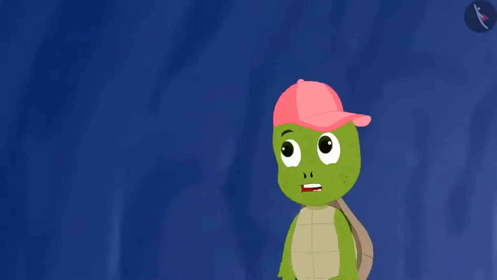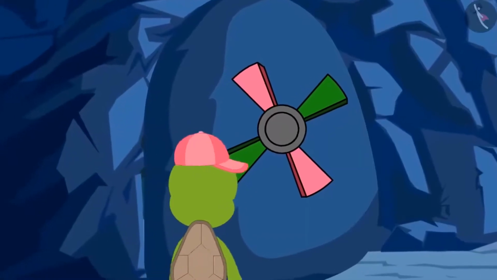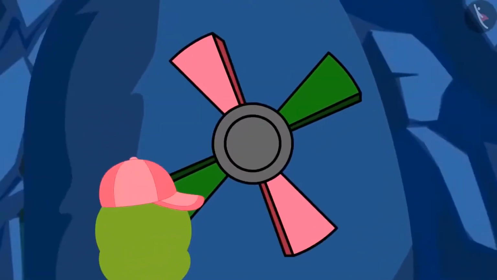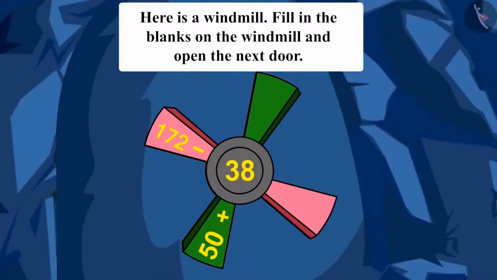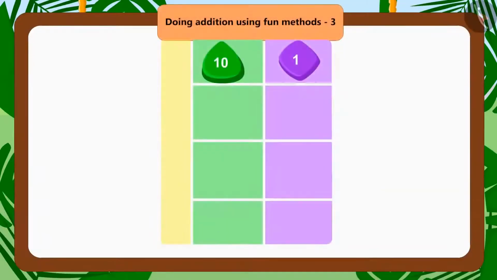Now, Tufan entered the cave and saw another door. Tufan found this puzzle at the second door. Here is a windmill. Fill in the blanks on the windmill and open the next door. Let us find the answer to this puzzle with Tufan. Children, what do we have to do here?